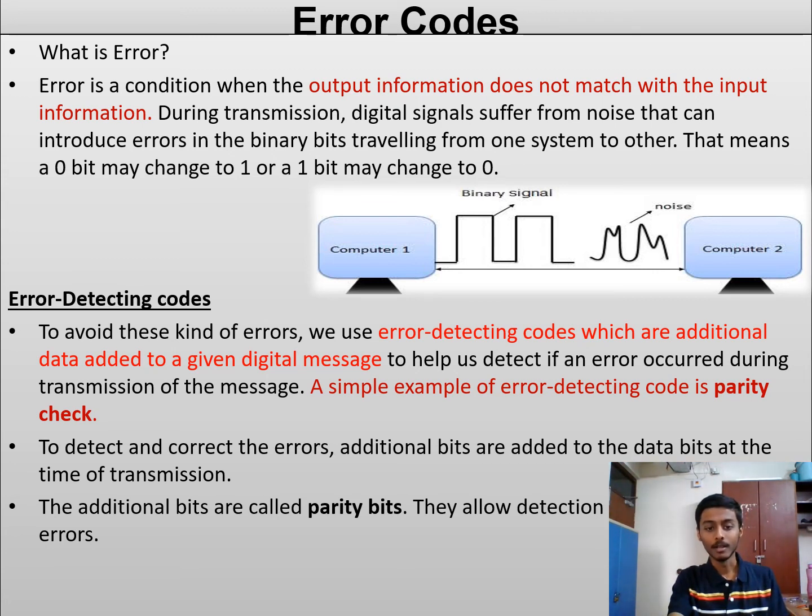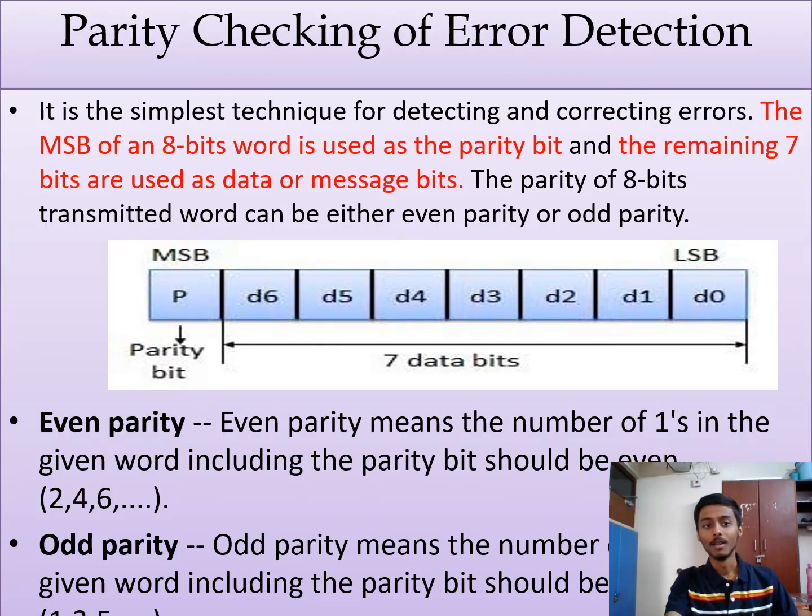To detect and correct the errors, additional bits are added to the data bits at the time of transmission. The additional bits are called parity bits. These allow detection or correction of the errors. Now, parity checking for error detection. It is the simplest technique for detecting and correcting errors. The MSB of an 8-bit word is used as the parity bit, and the remaining 7 bits are used as data or message bits. The parity of the 8-bit transmitted word can be either even parity or odd parity.